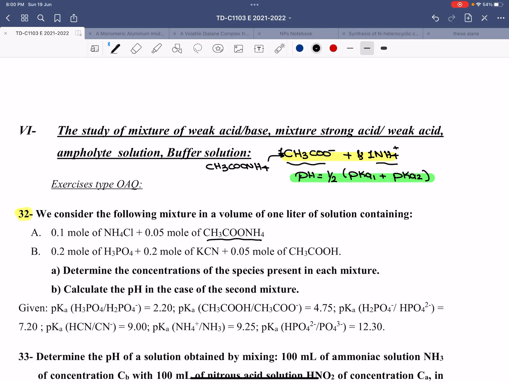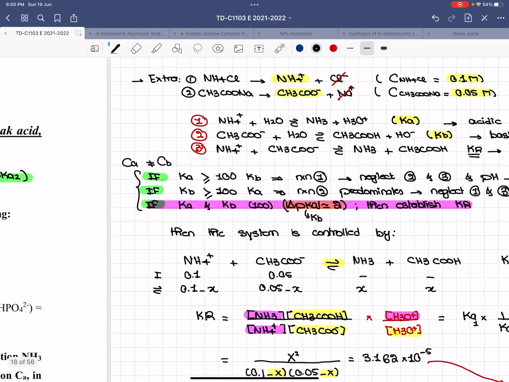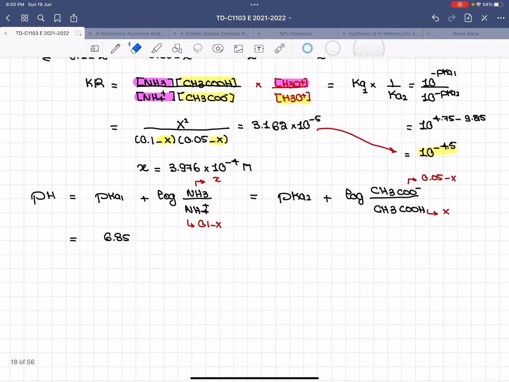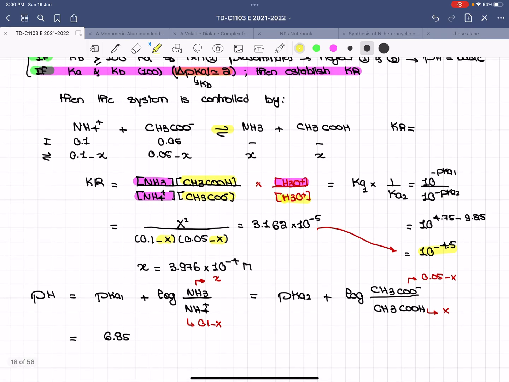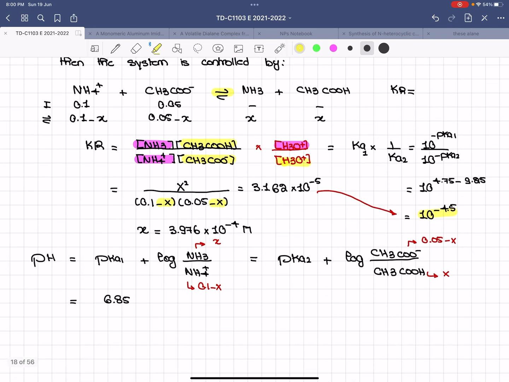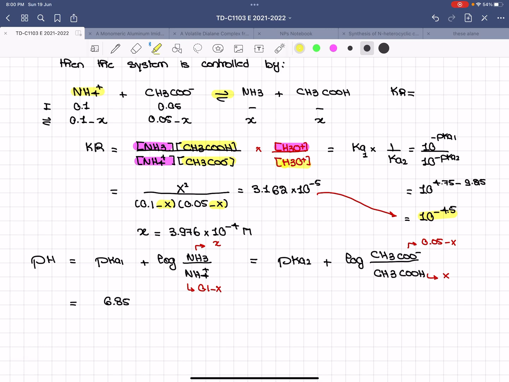And of course, I think in the question they ask you to find all the species present, determine the concentration of all the species present. It's very easy to calculate the concentration of all the species present. Eventually, what you can say is NH4 plus is basically 0.1 minus X. You find it. CH3CO minus is 0.05 minus X. You find it because you found X. And NH3 is equal to CH3COOH. It's equal to X. Great, you found it.